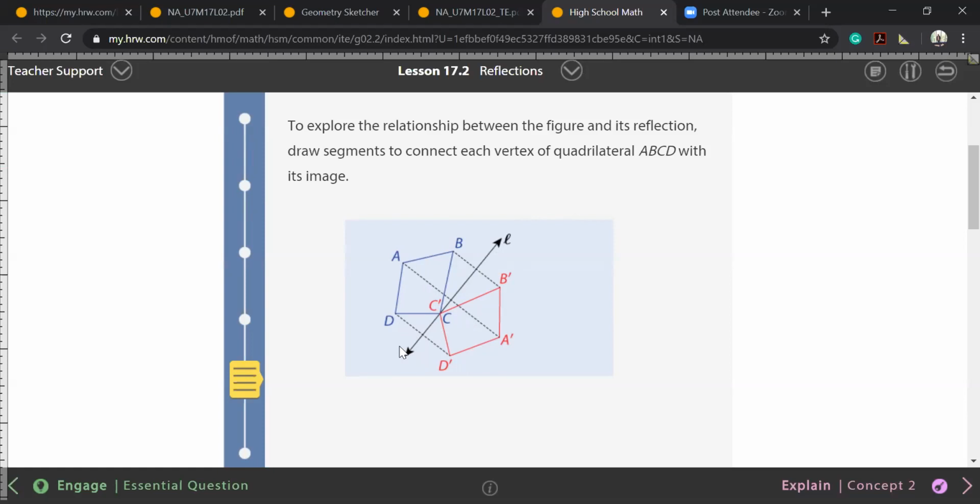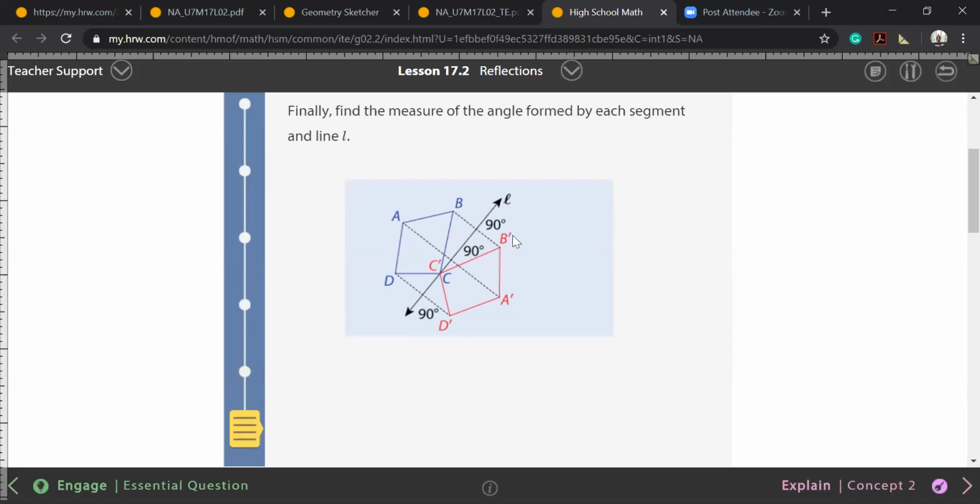The first note we noted is that the distance from the image to the reflecting line is the same as from the reflecting line to the pre-image. What do you note also? If we try to get a protractor and measure this angle and this angle and this angle, the angle made by this line and L, the reflecting line, what will be the result? It will all be 90 degrees. You have to understand.